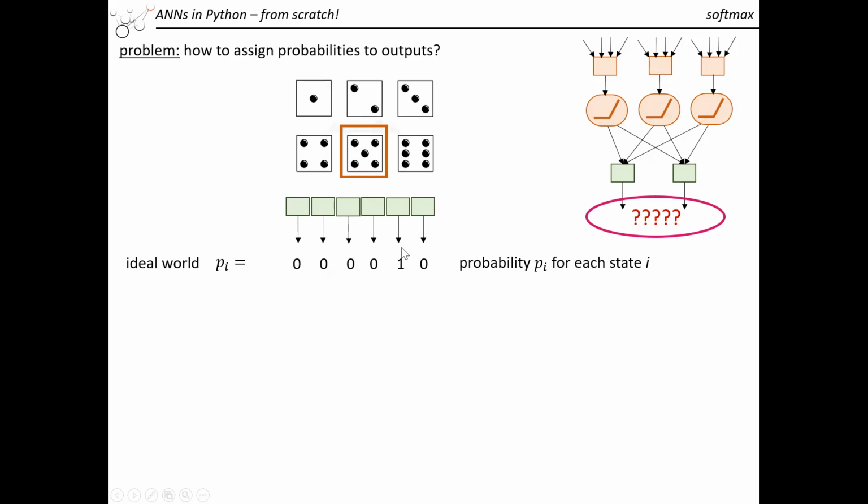So only this particular neuron should actually blink and should say, okay, the probability that this is a 5 is 100%, and the probability that it's a 6 or a 4 or a 3 is 0. So that's an ideal world. And of course, in practice, we will have something like that. So still, the largest probability should be for the correct class or category, but there will be non-zero probabilities for all the other ones.